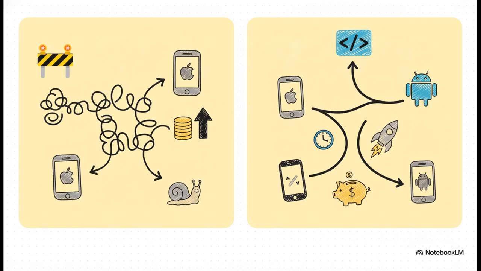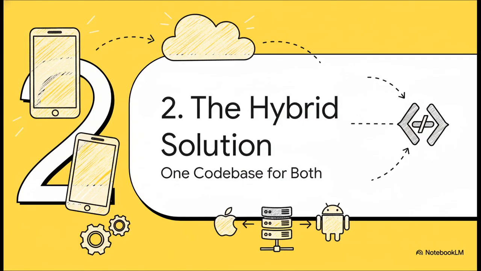But on the right? That's the dream, isn't it? Just one app, for everybody. An app you can actually get to market fast and without completely blowing your budget. So, the big question is, how do we get to that dream scenario?